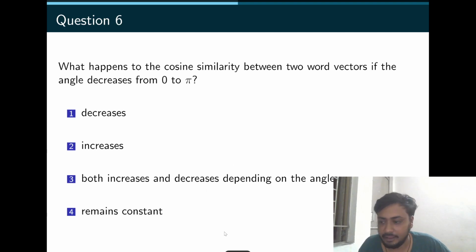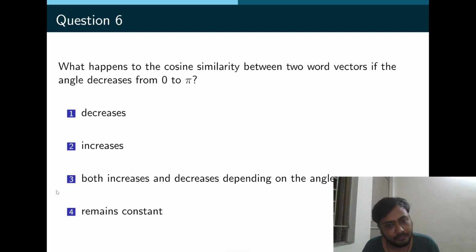So, what do you think? Cosine similarity increases. 0 to pi, okay? Anybody else?